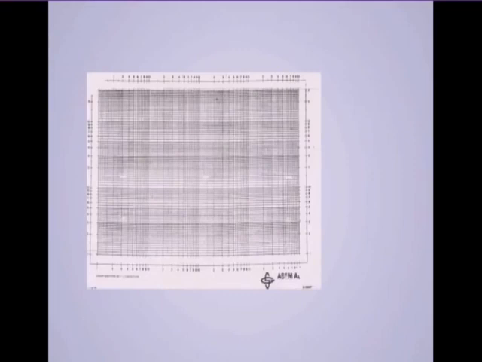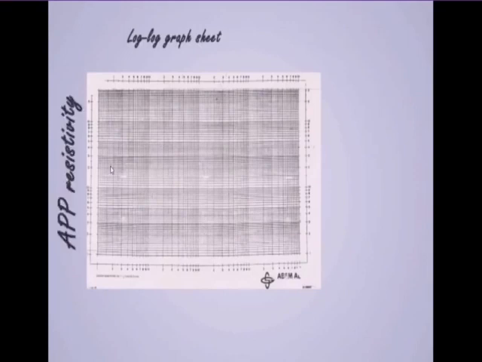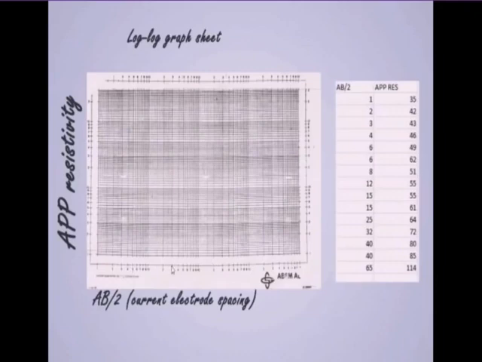Transparent sheet for this exercise. Place your log graph sheet on the table, and before you continue, I'd like to tell you that the vertical axis for your log sheet stands for the apparent resistivity, while the horizontal axis serves as the current electrode spacing, which is AB/2.